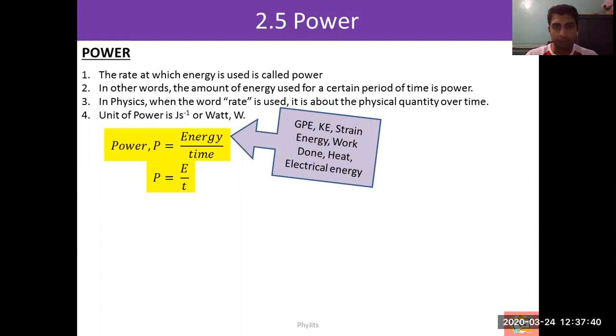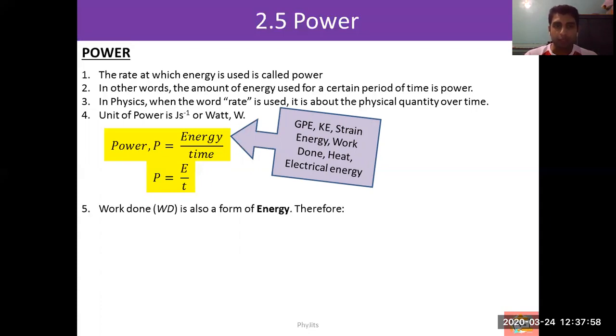It can be a GPE, it can be a KE, it can be an elastic potential energy, it can be work done, it can be thermal energy, it can be electrical energy, it can be magnetic energy, any form of energy, as long as that energy is being used for a certain period of time.